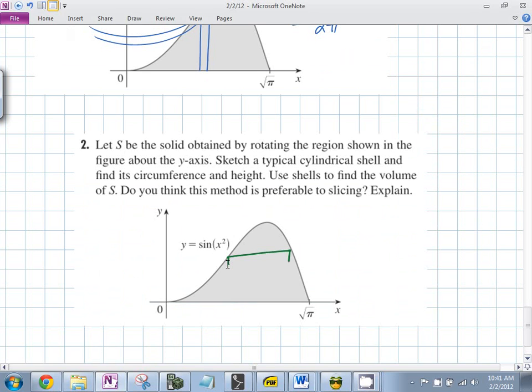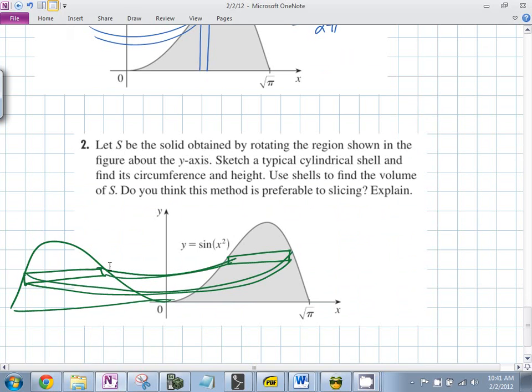So for this one, you need pi from 0 to, well, you don't know what it is, because do you know how high this is? You don't know yet. You have to figure that out first. And then it's going to be the radius squared minus the little radius squared. Is it dx or dy? dy. Okay, so we know that y is equal to sine of x squared, correct?